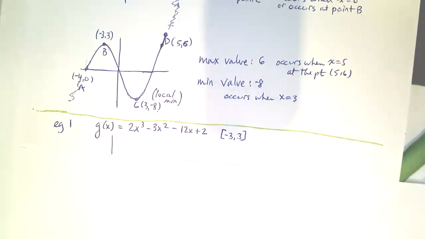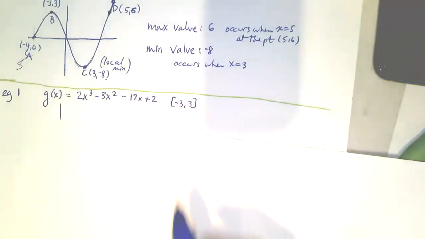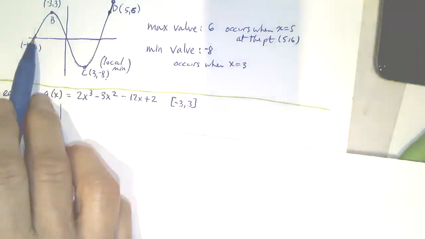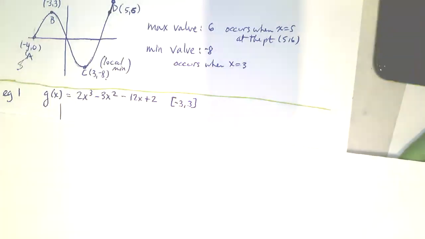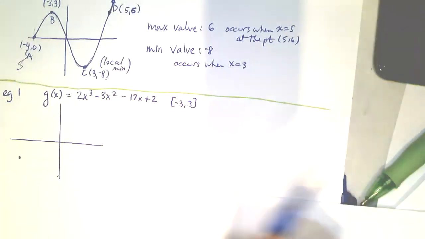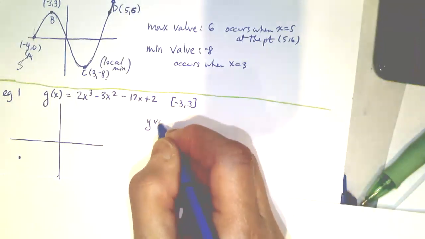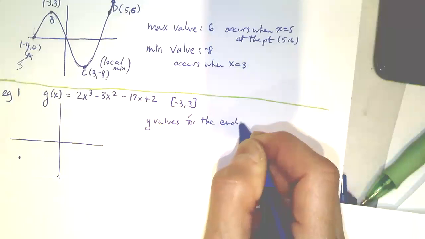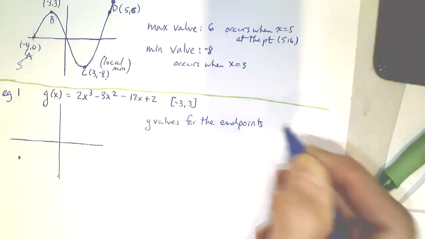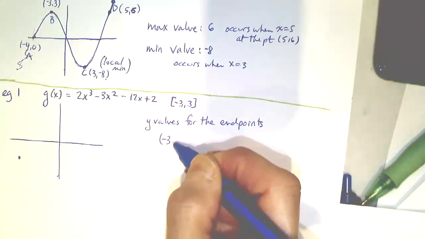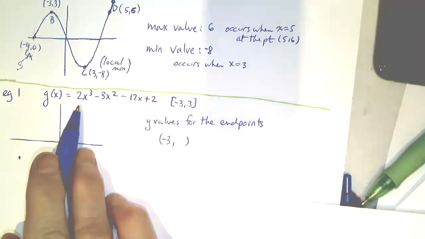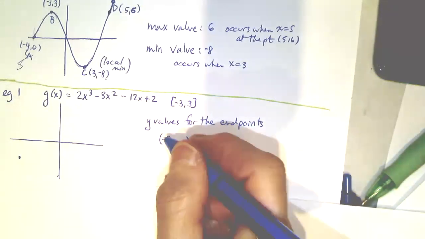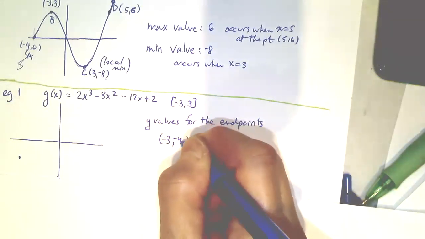Now, I don't know what the function looks like, but what I basically want to do is find out the y values for the extreme point at the left, the y values for the extreme point at the right. So we want to find the y values for the endpoints. And so we let x be -3, and you can sub it in. I worked this out already. The y value works out to be -43.